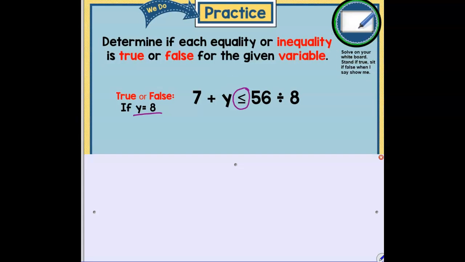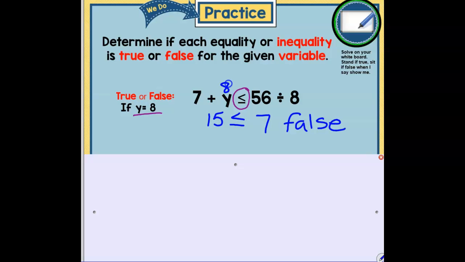Okay, so my first job is to substitute. I'm going to put an 8 in for my y. 7 plus 7 is 14. One more would be 15. Is less than or equal to 56 divided by 8. I'm missing my 8 song. 8, 16, 24, 32, 40, 48, 56. 7 times 8 is 56, so it would be 7. Is 15 less than or equal to 7? Is that a true statement? No, it's not. So this would be a false statement.